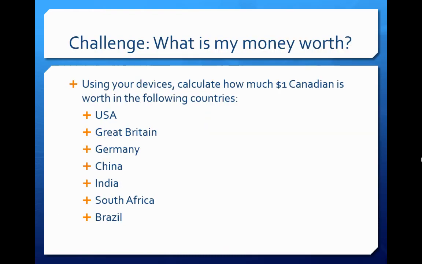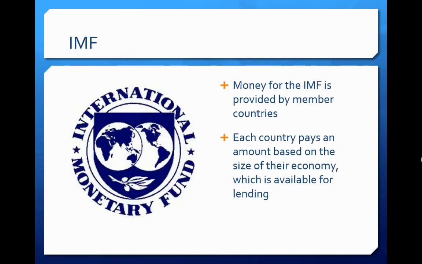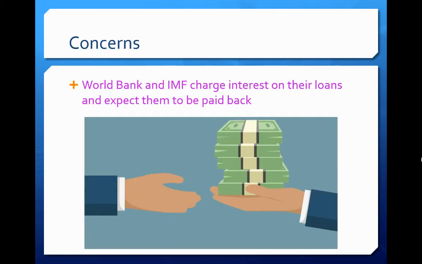Okay, so in your notes, you'll see that there's a spot where you can calculate how much one Canadian dollar is worth in the currencies of the following countries. So you can just use Google, look that up, and then you can put your answers in your notes. Okay. All right, so let's talk a little bit more about the IMF. Money for the IMF is provided by member countries, and each country pays an amount into a pot, right? So there's one big pot. Every member country puts money into that pot based on the size of their economy.